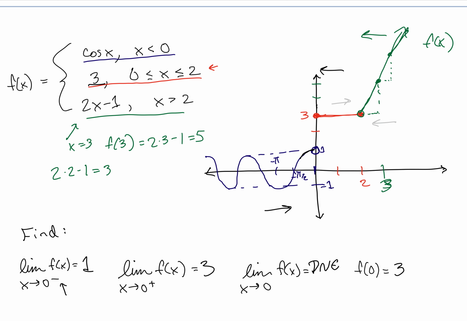For the next line, the limit as x approaches 2 from the left. As x is approaching 2 from the left-hand side, we see that the function output is approaching a value of 3. As x approaches 2 from the right-hand side, we see that the function output is also approaching an output of 3. And finally, as x approaches 2 overall, well, now that limit does exist and is equal to 3 because the function is approaching the same value from both sides. And finally, f of 2 is equal to the value 3.